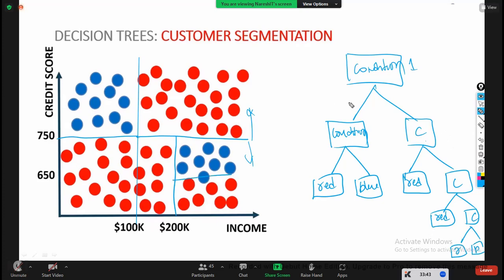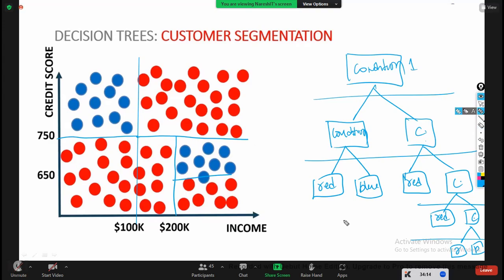Now what is the depth? 1, 2, 3 and 4. How many conditions you have written? 1, 2, 3, 4, 5. So 5 conditions you have taken, so total 5 lines will be there. Each condition is one line, either a vertical line or a horizontal line. Each condition is with respect to one line. Now here, the depth of the tree is equal to 4.